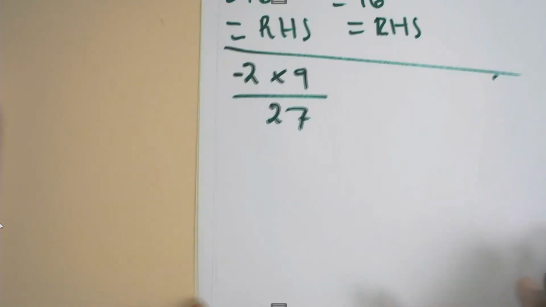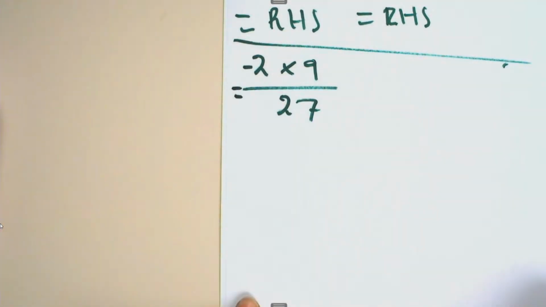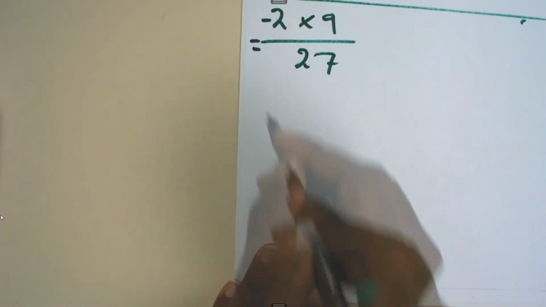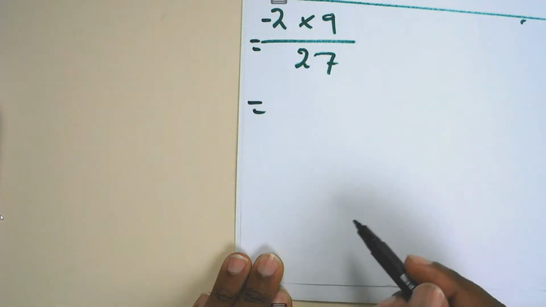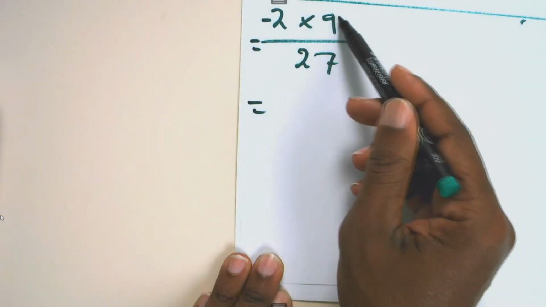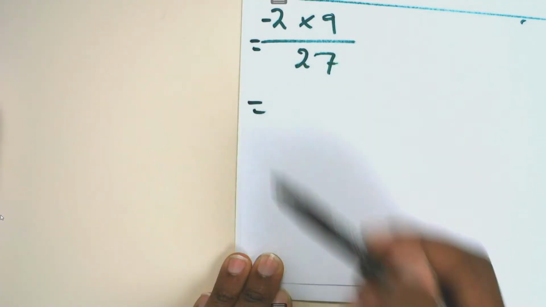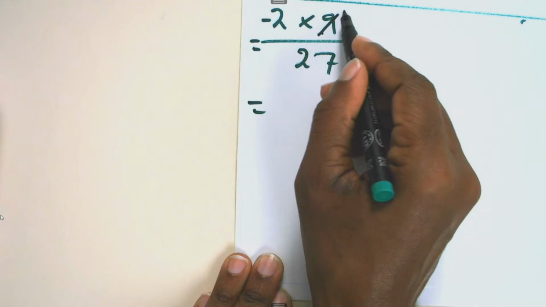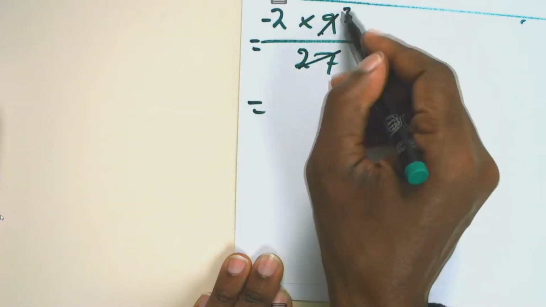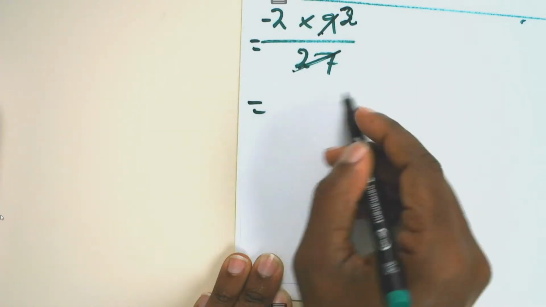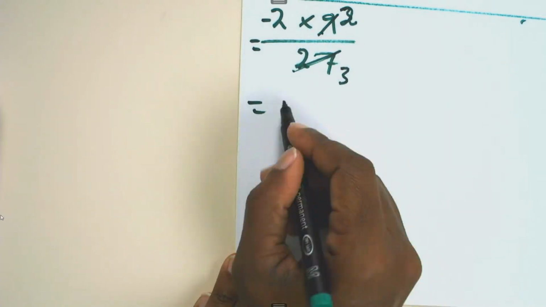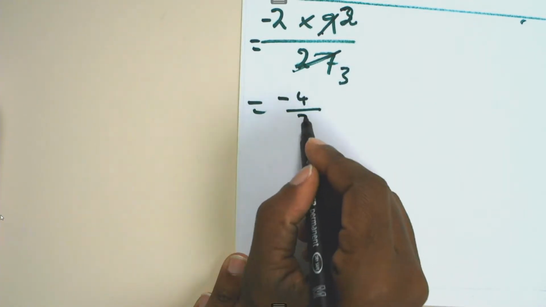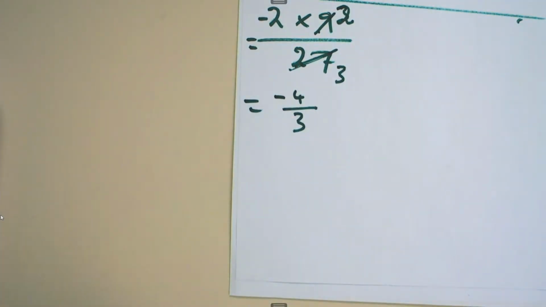Right, let's have a look at this, which is part of the solution. We have negative 2 multiplied by 9 divided by 27. So let's simplify. There is a number that divides into 9 and also divides into 27 without leaving a remainder. That number is 3. So 3 into 9 goes 3 times, and 3 into 27 goes 9 times. So therefore the final answer will be negative 4 on 3, or negative 4 divided by 3. That will be the final answer.